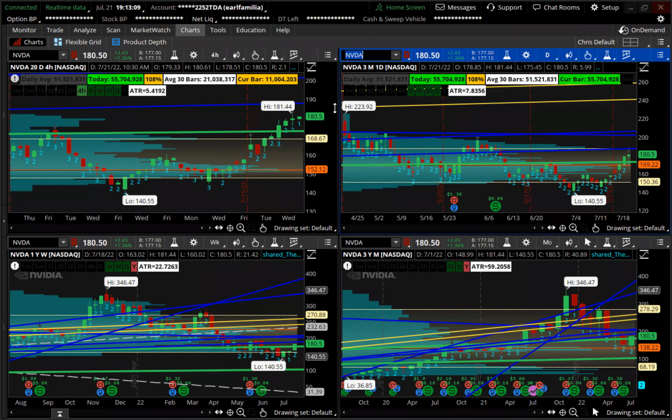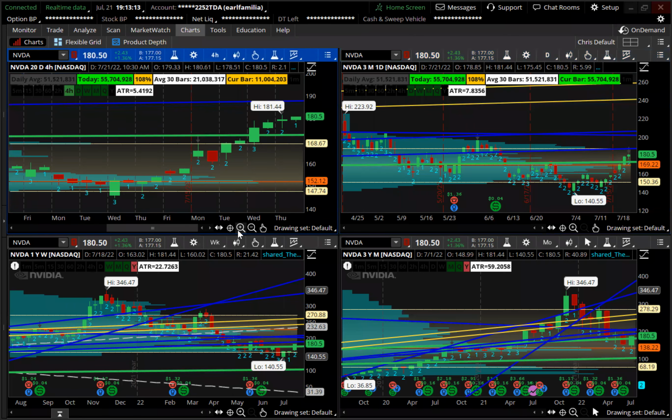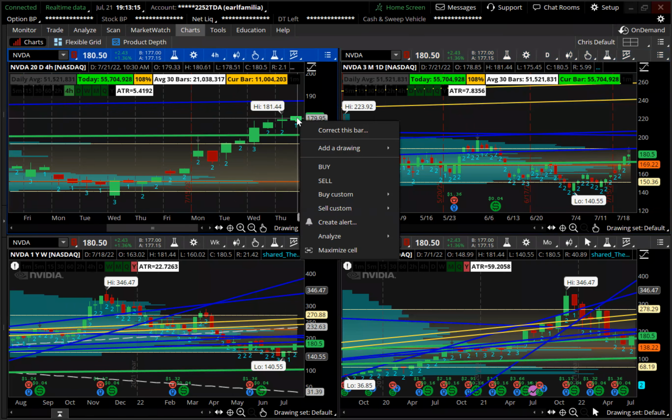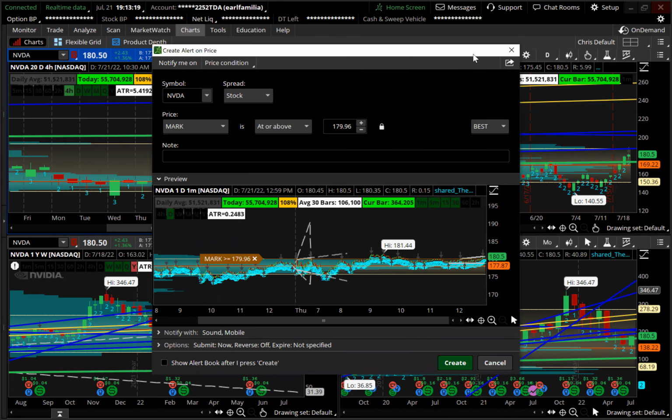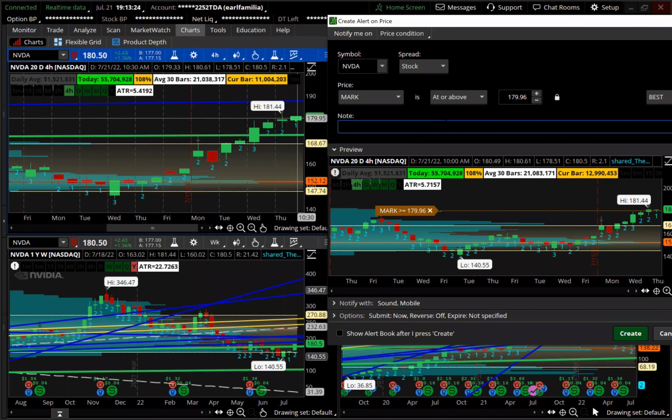NVIDIA got the same setup as AMD. We know inside 4 hour, we bussing. That thing going. We're gonna try to go test 190 tomorrow. Well, maybe that's a bit ambitious, but we making a move tomorrow, a strong one.